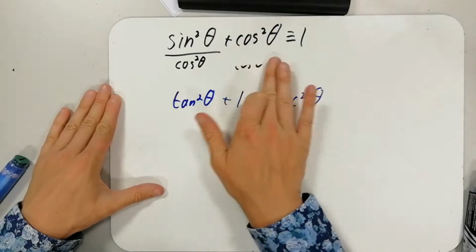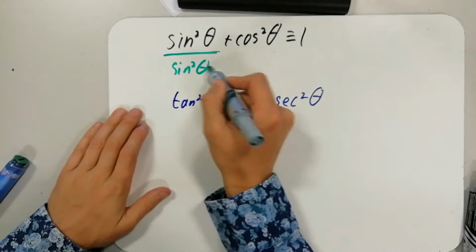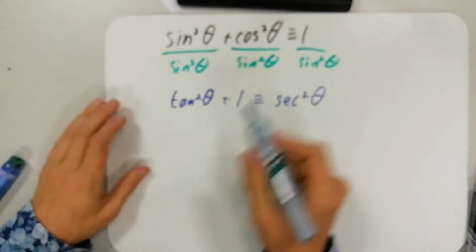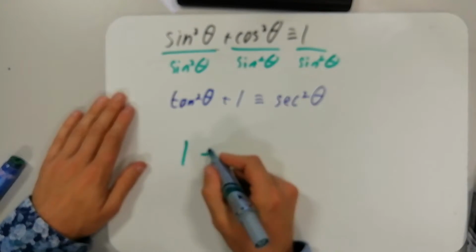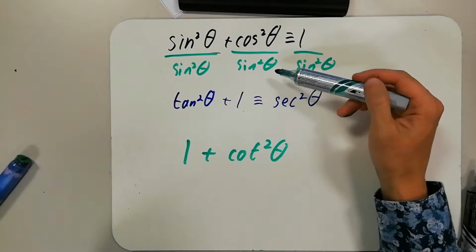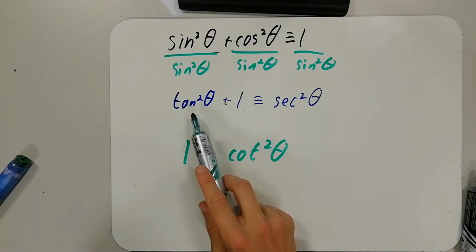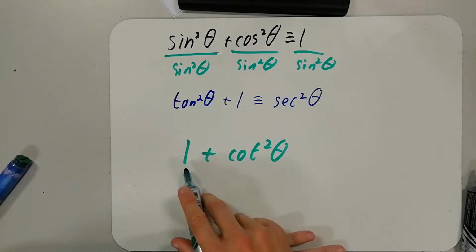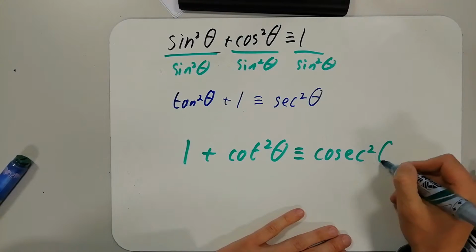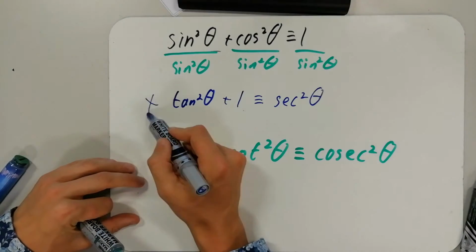We can do a similar thing. Divide through by sine squared theta, and derive another identity. 1 plus cot squared theta. Remember that sine over cos is tan, so cos over sine, the reciprocal of that, will be cot. So 1 plus cot squared is the same as cosec squared theta. You'll use these identities a lot in A2 maths, especially this one.